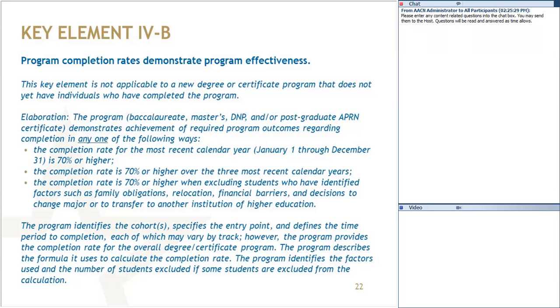But what CCNE wants is, what is your overall program completion rate? So you don't report out by tracks. You combine everybody together to report out your completion rate. You also will need, when you're addressing 4B, to provide the formula that you're using. And if you get down to using the third bullet point where you have eliminated students from your calculation, then you need to describe what reasons your particular program is looking at to exclude students and how many students fell into those categories.